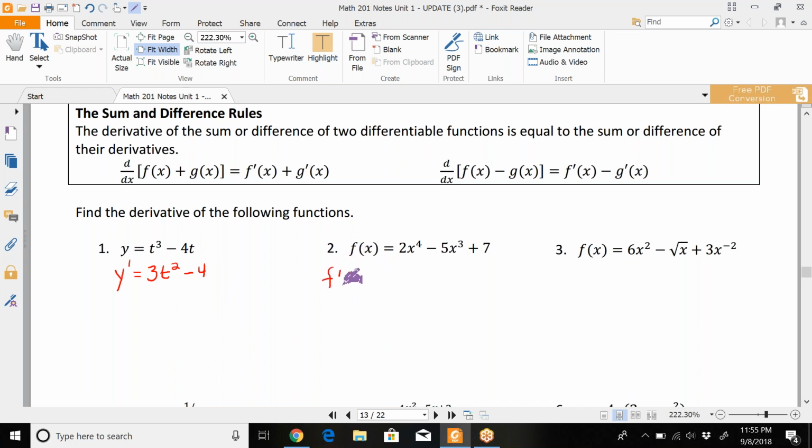For number 2, f prime of x, this would be 4 times 2, which is 8, x to the third. 3 times negative 5 is negative 15, x squared, and then the constant, remember the derivative of a constant is 0.